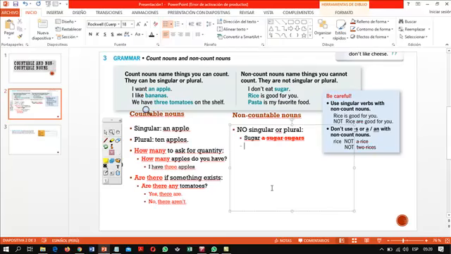And in this case, well, this is not in your book, but you should know that when we talk about non-countable nouns, we can replace them. We can use the pronoun it.